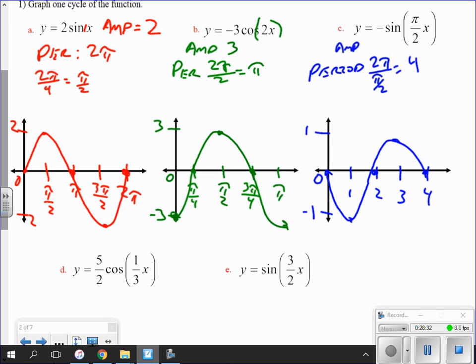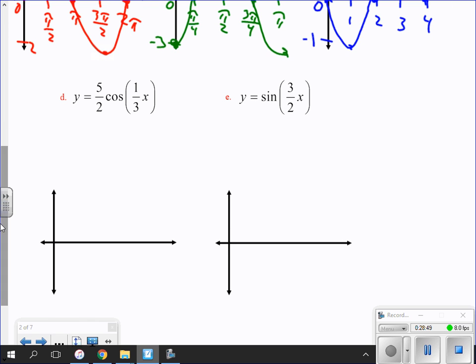Okay, cool. Sine and cosine are extremely common. They're very versatile. They're not that hard to draw once you start breaking down the parts. So I did the first 3 easy ones. Try to do these 2 harder ones.